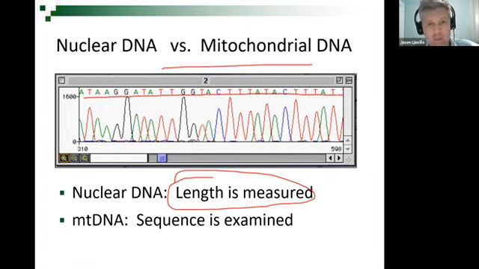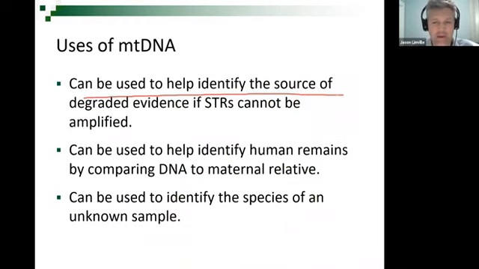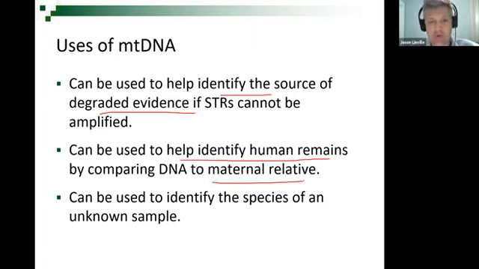So we look at the sequence. And if you remember all the way back where we talked about how DNA can be different, we're going to look at the way sequences are different. A G changes to an A. There could be an addition of 1 letter. It's no longer that repeated DNA. So, uses of mitochondrial DNA: help identify the source of degraded evidence if STRs cannot be amplified. That's what we just talked about. Another use and advantage is it can be used to identify human remains by comparing DNA to a maternal relative.